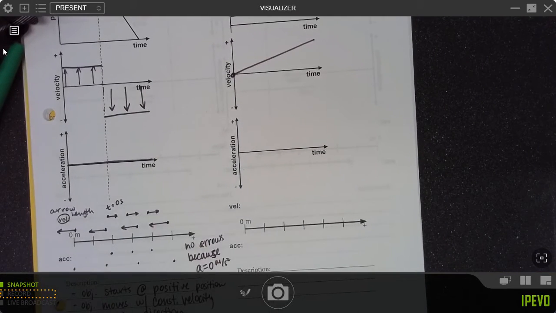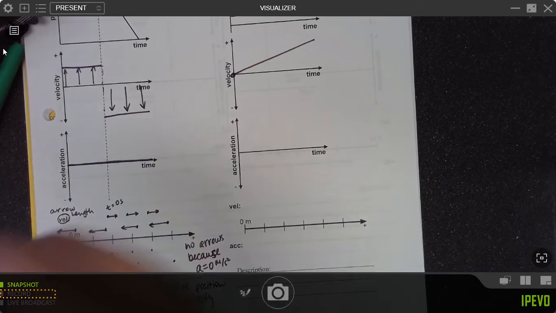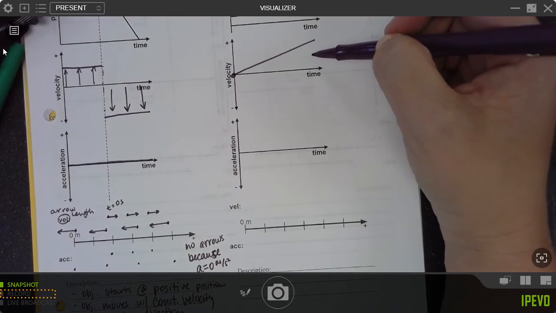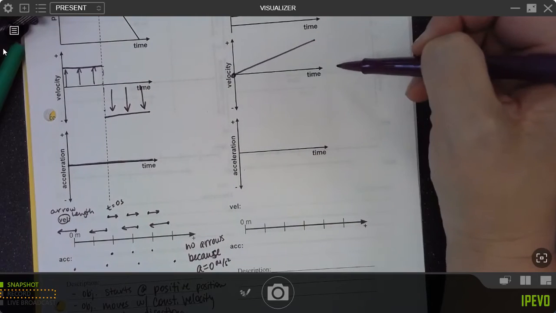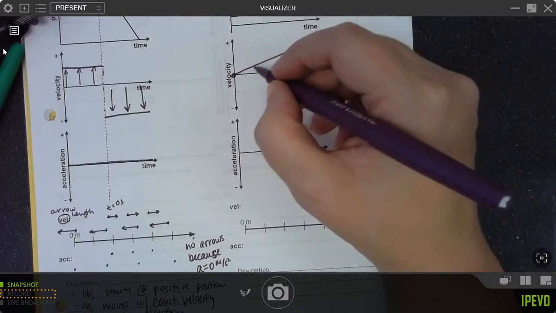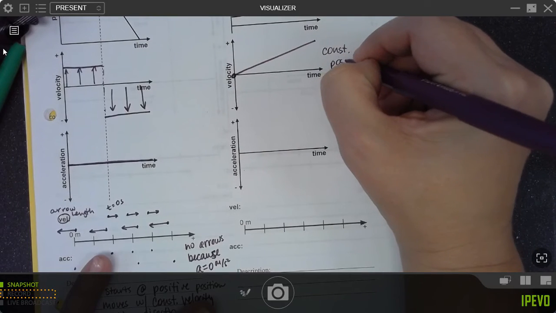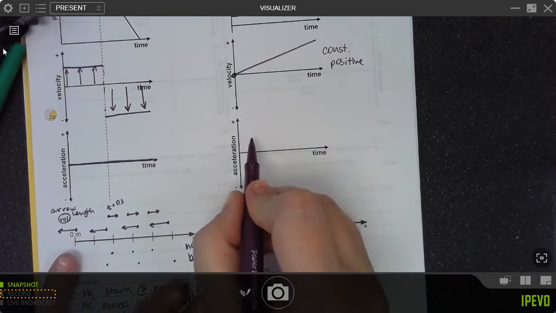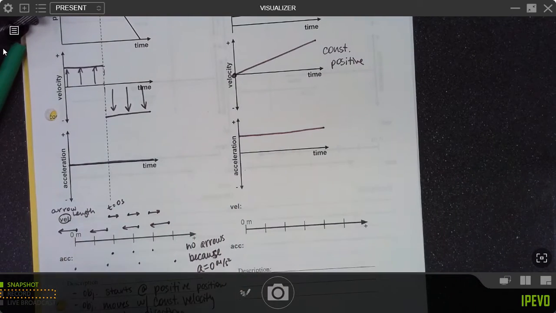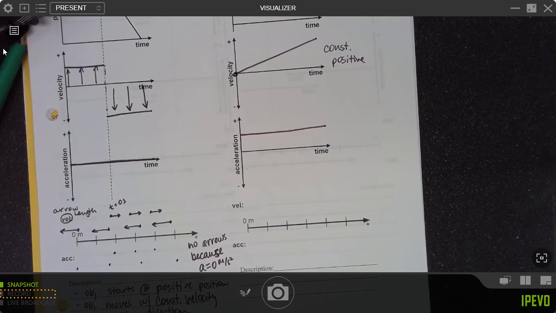For our acceleration versus time graph, what we're going to do is look at the slope of our velocity versus time graph. How does the velocity change with time? And this line is constant and positive. And so if we've got a constant and positive line for velocity versus time, then our acceleration is going to be constant and positive. So far, so good. Okay.